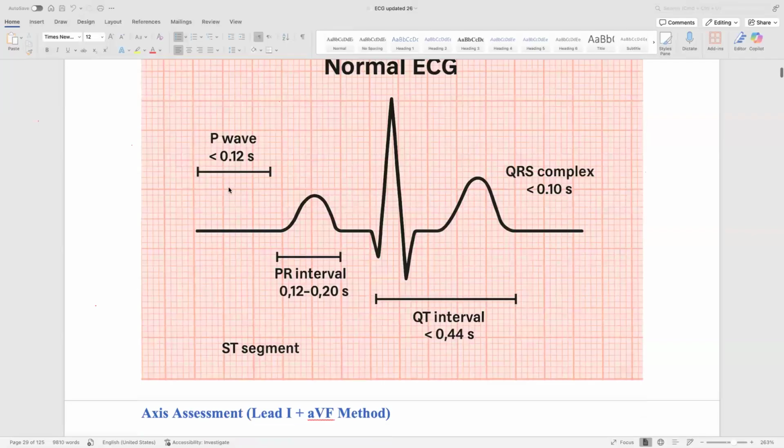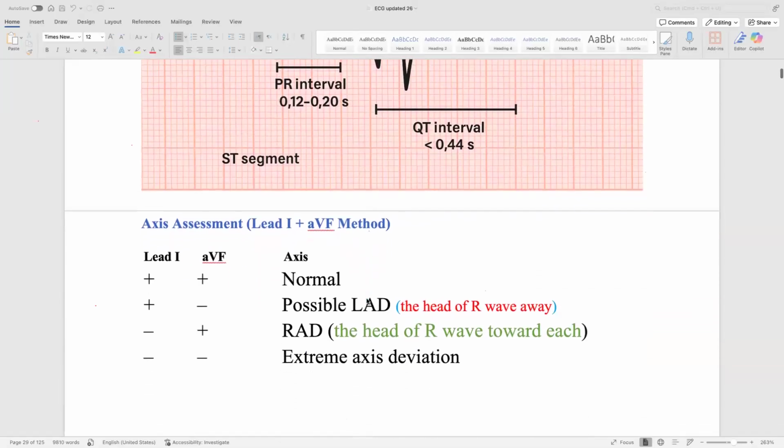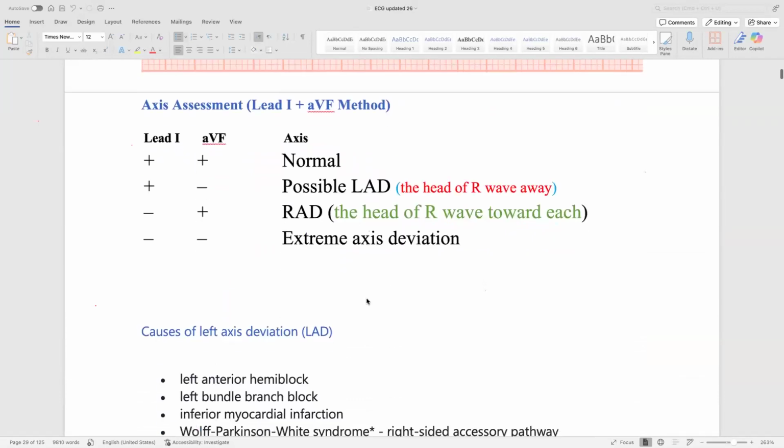Measurement. P wave 120 milliseconds, 3 small squares. PR interval 3 small squares to 5 small squares. I mean 1 large square. Okay. Axis, leave it.